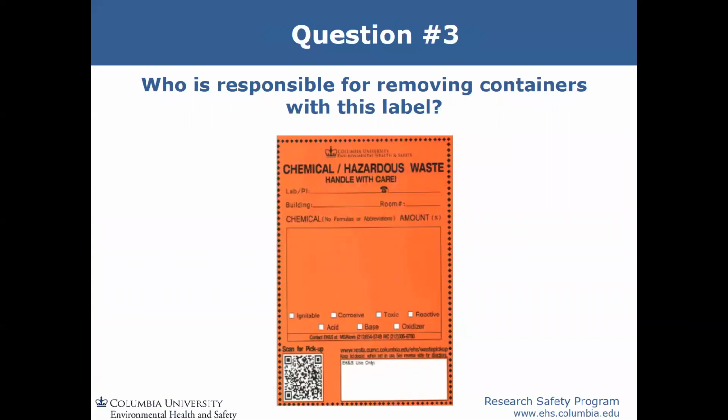Okay, so who's responsible for removing containers with this label? Was it facilities? No, it's not facilities. The answer is trained staff. So it could be environmental health and safety or the laboratory themselves. You must be aware of the hazards and the regulations to be able to remove these. So facilities is not responsible for that.